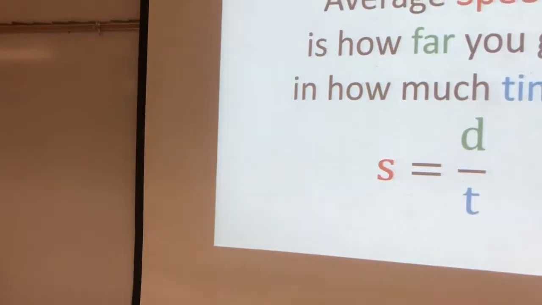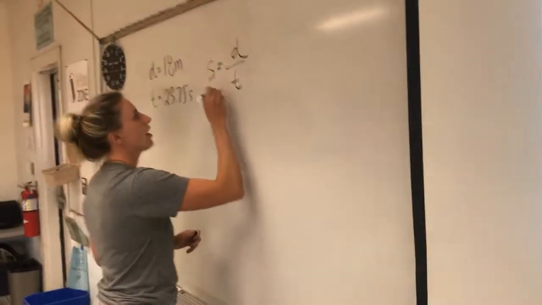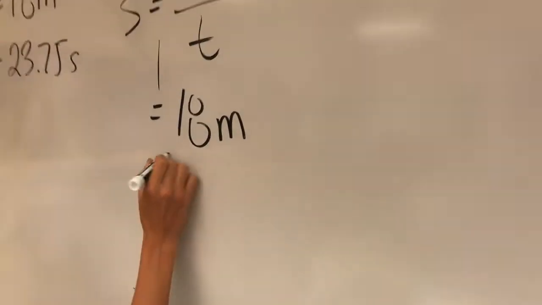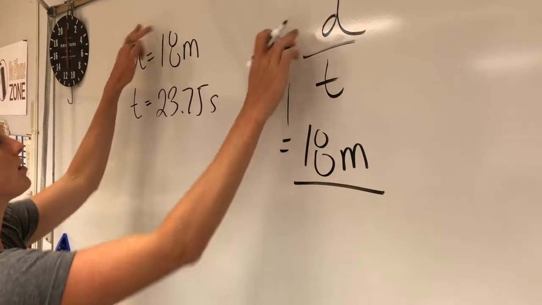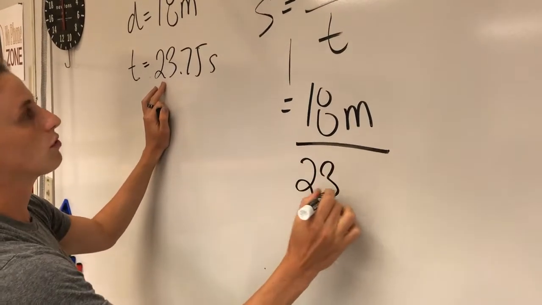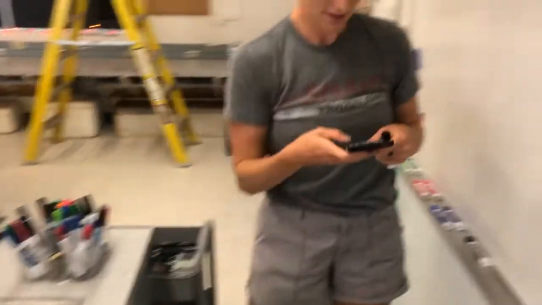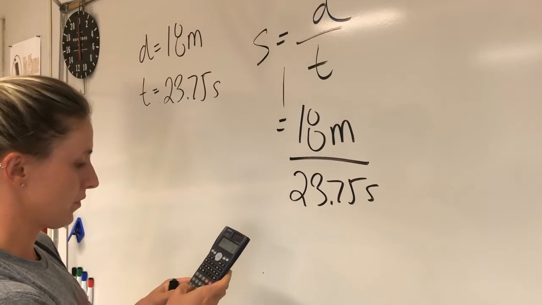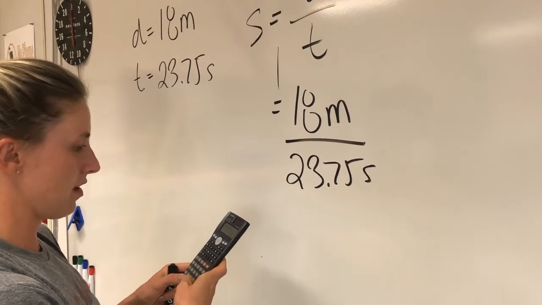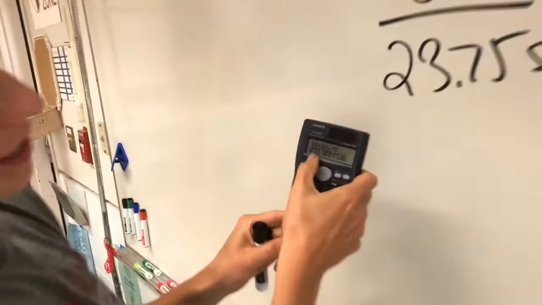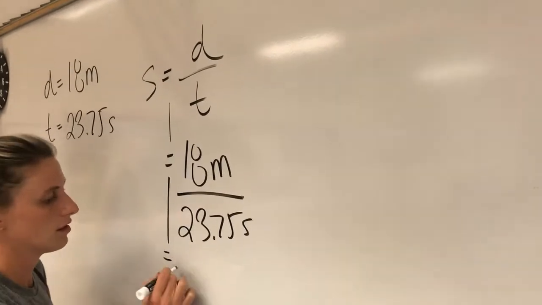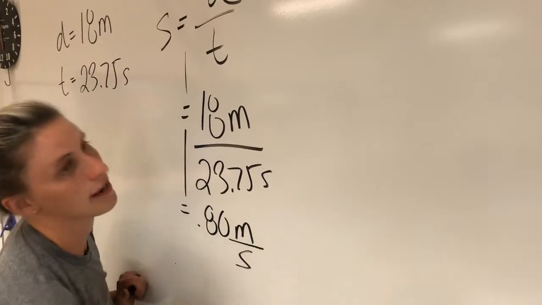Speed equals distance over time. And we can just plug this in again. I'm gonna need my calculator, gotta go grab that. There's one right here. Oh, perfect, yeah. So 18 meters for the distance divided by time, 23.75 seconds. Which one to pick? So many options. An embarrassment of riches. 18 divided by 23.75, and my answer is, I'm gonna call it 0.80 meters per second. 0.80 meters per second, that is my speed.